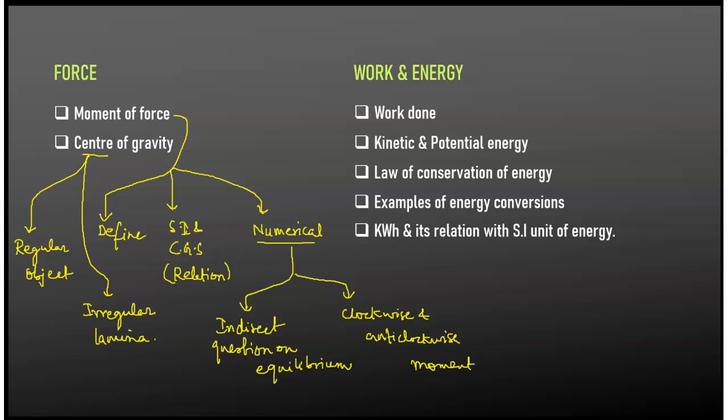Now coming to work and energy. From work and energy, the first topic you can see is work done. Now under work done, what kind of question will come? You know there are three types of work done: positive, negative, and zero work done. So you should know one example from each. Apart from one example of each, there can be situational questions. They can give you a situation and ask what kind of work is done in it.